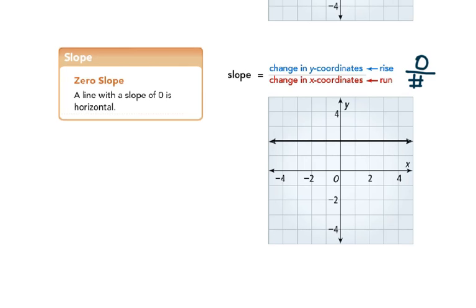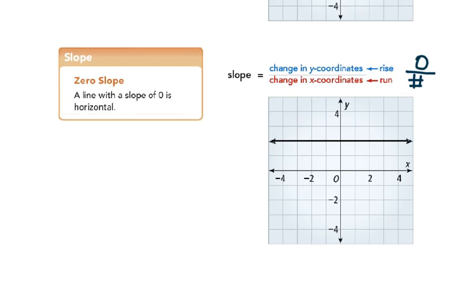So I have a fun way to remember this, and I'm going to sing with you in class as well. And I would sing that horizontal has slope of 0. And that's how we remember that a horizontal line has a slope of 0.